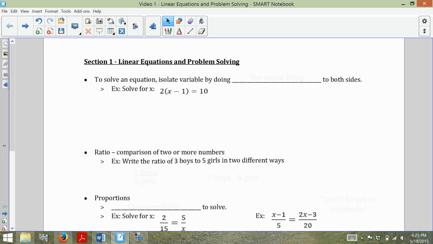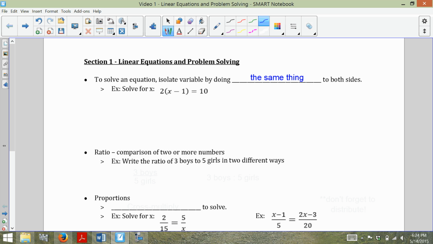So very, very basic, just to solve an equation, what we want to do is called isolating the variable. And what that means is I want to get the variable by itself, and I'm going to do that by doing the same thing on both sides of the equation. Now, not every operation we do involves working with both sides of the equation.